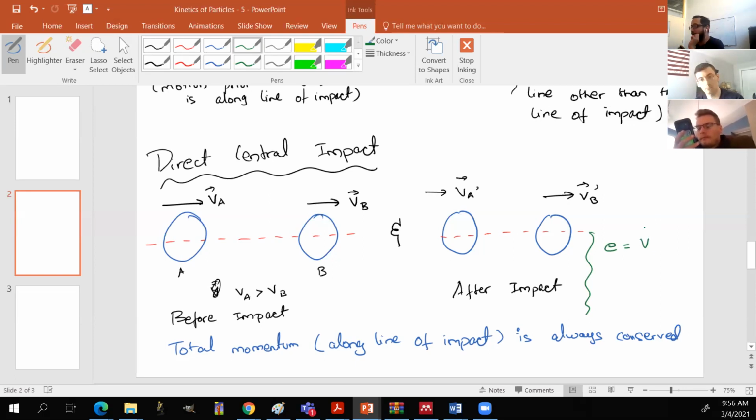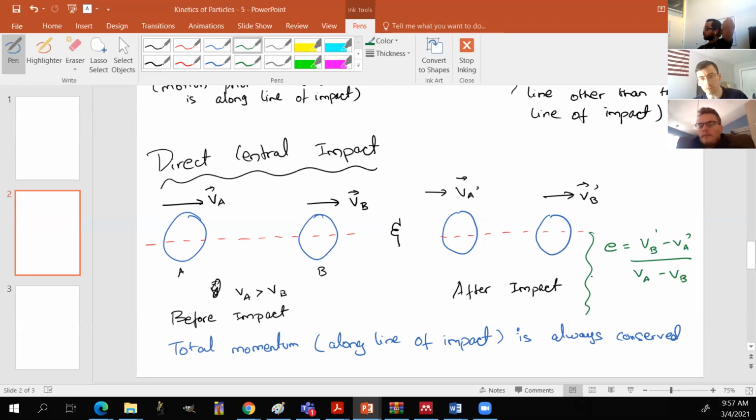In essence, it's the relative velocity after the collision divided by the relative velocity before the collision. So you get VB prime minus VA prime over VA minus VB, and it also accounts for the sign change that happens in the relative velocity, right? B is going to, in all likelihood, start moving faster than A, whereas here, A was moving faster than B.